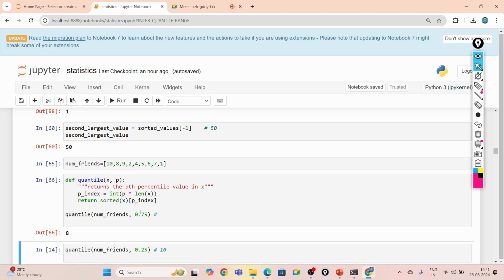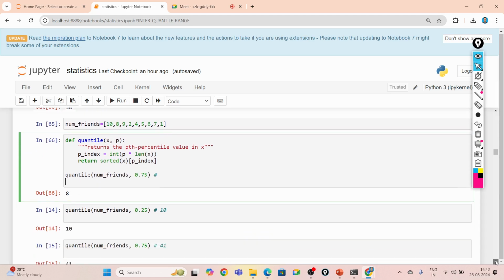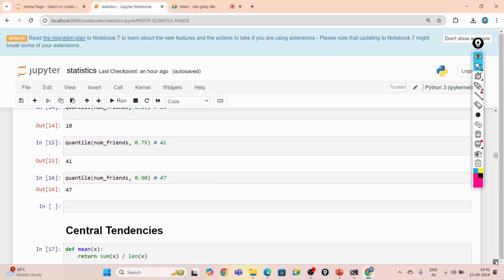Because in quantile, the first process they do is sorting. Without sorting, this process does not work. The median is calculated by doing a sorting operation, and the quantile is also calculated using a sorting operation. Is it clear? This part is clear? Okay, so this is about quantile.